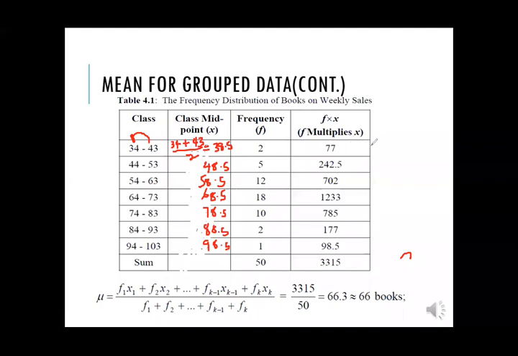So for the first one, this will be frequency f times x. f is 2, times x is 38.5. When you calculate that, that should give you the 77 you have here. So verify that for me. Then the next row will be 5 times the midpoint, which is 48.5. That should give you what you are getting here. The next one will be 12 times 58.5. So anytime you multiply the frequency by the midpoint, you should get the fx. Do those calculations and be sure that you are getting the correct answers.